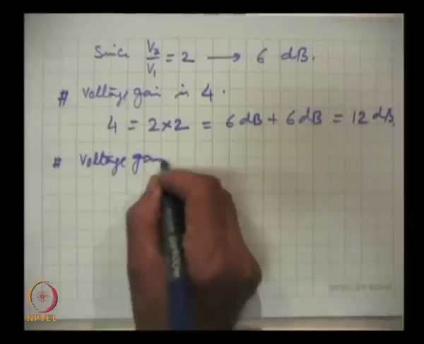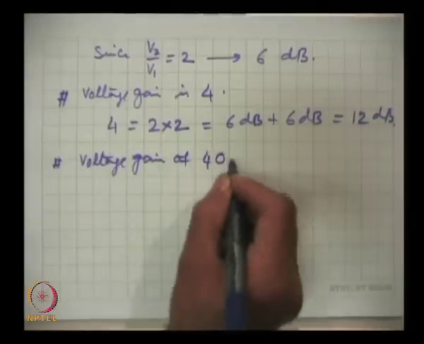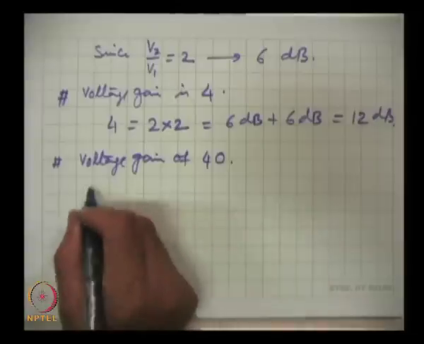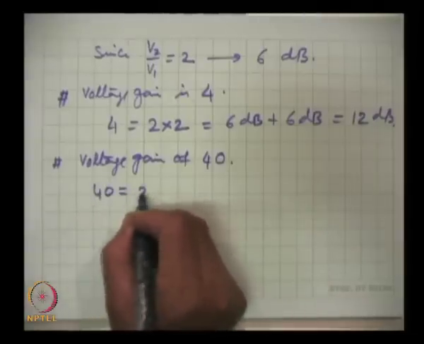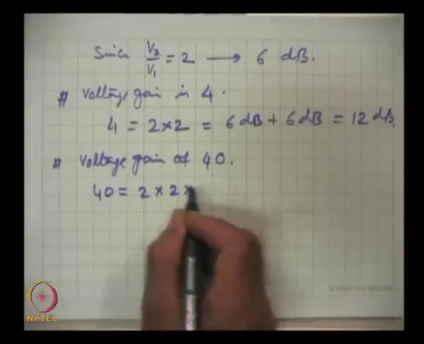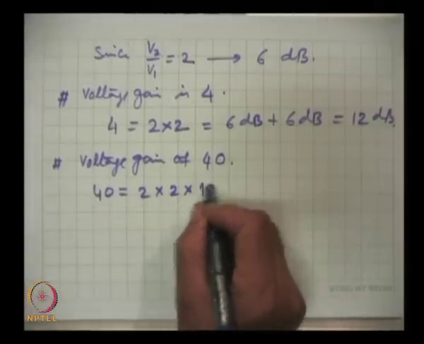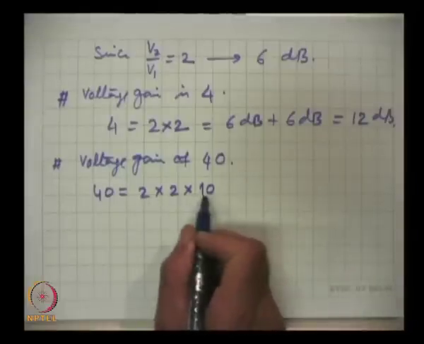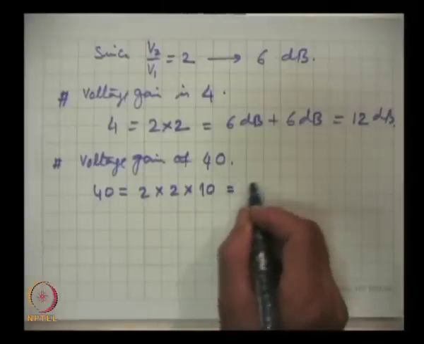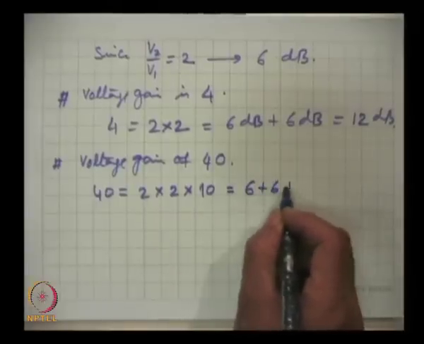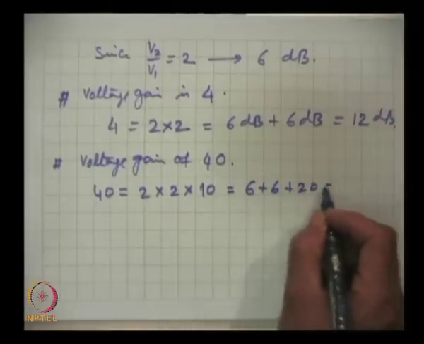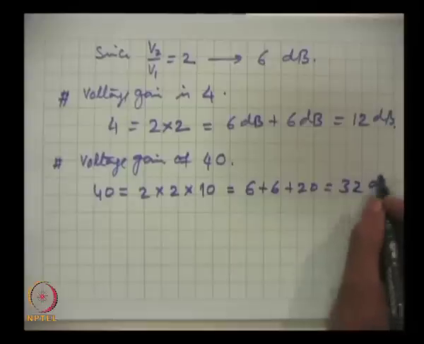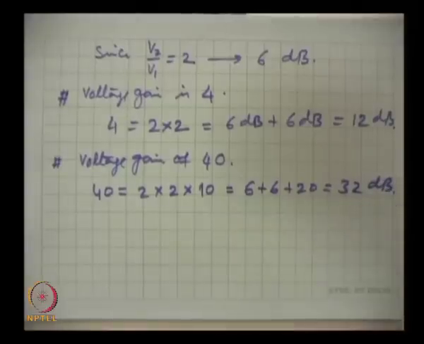We can extend it for voltage gain of 40. In dBs we can write 40 is equal to 2 into 2 into 10, and we know this is 6 dB, this is 6 dB, this is 20 dB. So, this is 6 plus 6 plus 20, 32 dB.